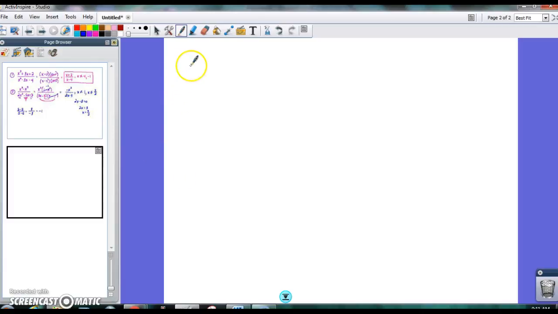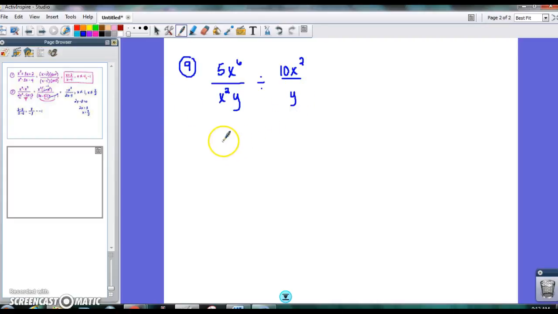In number 9, you had 5x to the 6th over x squared times y divided by 10x squared over y. So remember, when we do this, we switch it to multiplication. So the first fraction stays as is. Switch this to multiplication and then flip that second fraction. So this is now y over 10x squared.